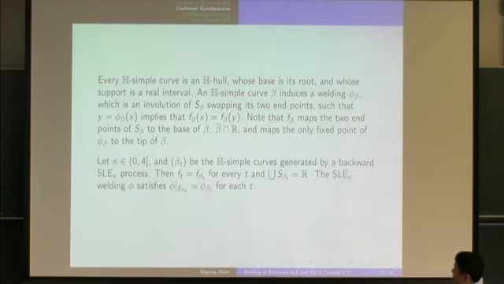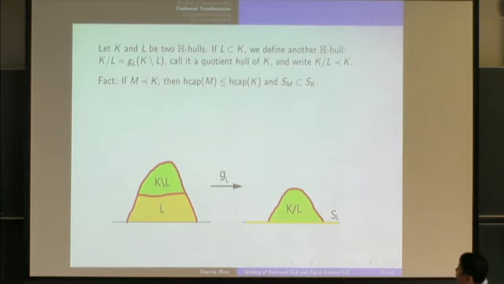Now let kappa be less than or equal to 4 and beta_t be the H simple curves generated by a backward SLE kappa process. Then f_t equals f_beta_t for every t. The f_t is the map associated with beta_t, and the union of S_beta_t is the real line. The SLE kappa welding phi satisfies that phi restricted to the support of beta_t equals phi_beta_t for every t. Also, we introduce the quotient hull.